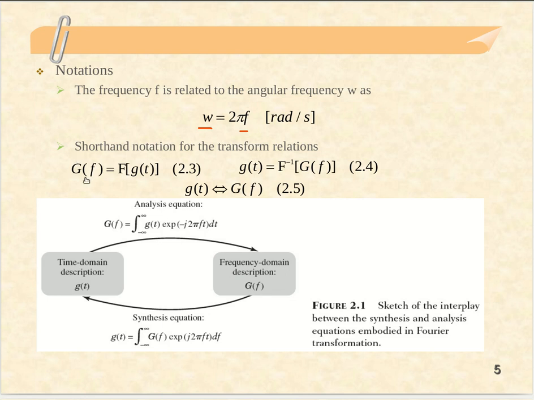Now this is the short notation. G of f is equal to the Fourier operator applied to g of t, between these brackets. It is like I apply the Fourier transform to get from this side to the other side. This is the direct Fourier transform. For the inverse, I take F to the power minus 1 of G of f to get g of t. So it is reversible. If I have this side, I can get this side. As I said, it is reversible. Let's see now.